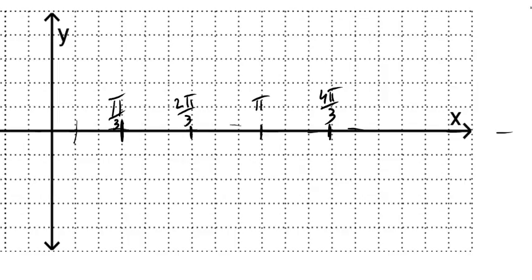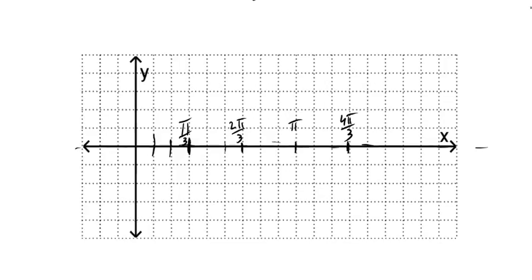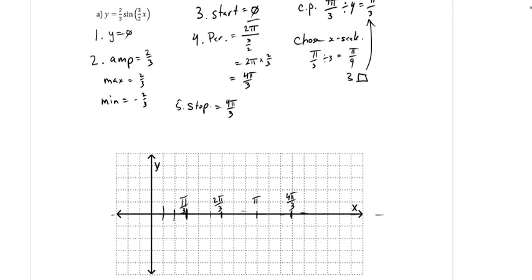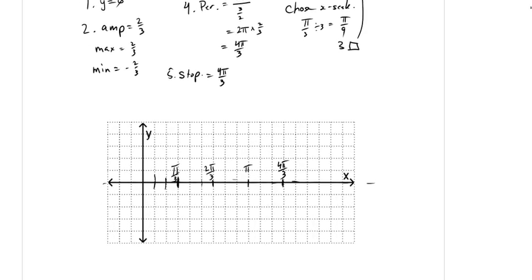So this is like 1 pi by 9, 2 pi by 9, 3 pi by 9, which is the same as pi by 3. 4 pi by 9, 5 pi by 9, 6 pi by 9, right? Same thing. That's what we're counting by. But we don't even really need to worry about that because I've already got everything labeled.